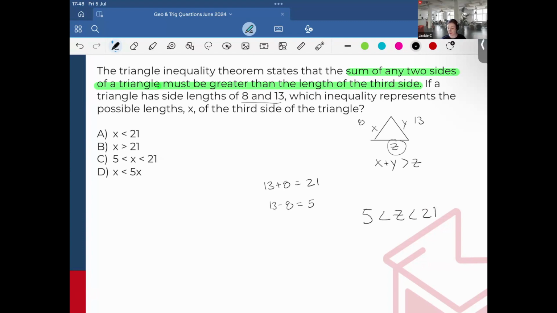And oh my goodness, can you look at this? They asked for x, I called it z, same thing. It matches option C. Just to prove why that would be true, if I did put 5 in for z, that doesn't work, right? Because 8 plus 5 is not greater than 13. But 5.1 would work, or if I did 6, it would. I hope that makes sense. But know the triangle inequality theorem for the exam in case they don't give this introductory sentence. I'm actually surprised that they did.